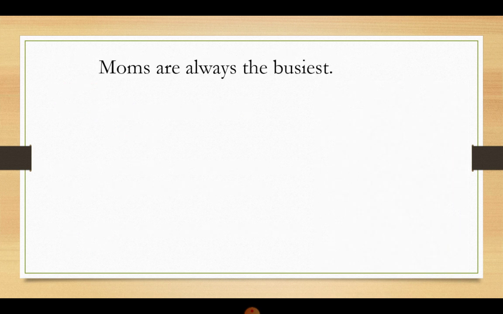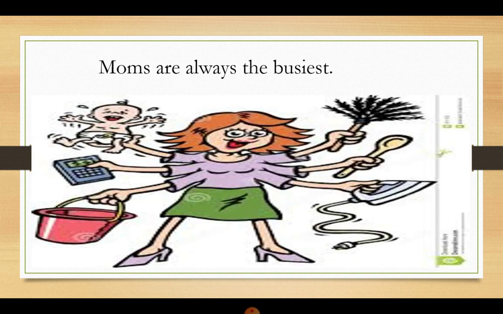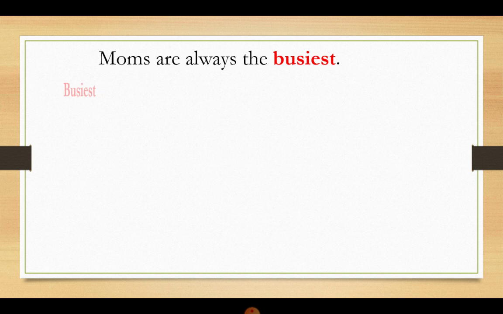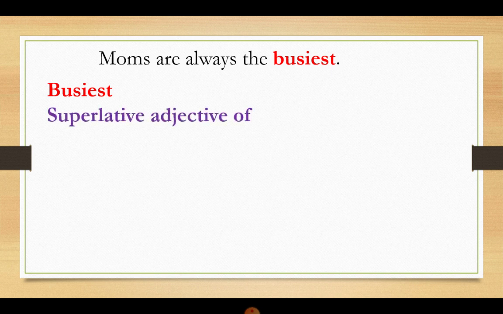Moms are always the busiest. So it's comparing between mom as a member of the family and the other members of the family, dad, sister, and brother. So one to one or one to many? Exactly, one to many. And it helps us to know that the superlative word is busiest. So busiest is a comparative or superlative adjective? Yeah, very well. It's superlative adjective.